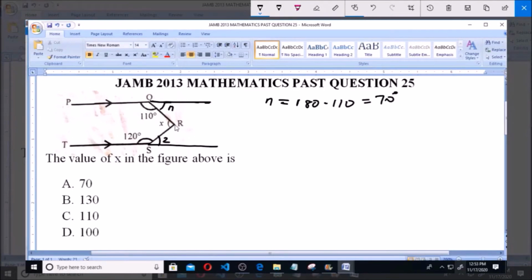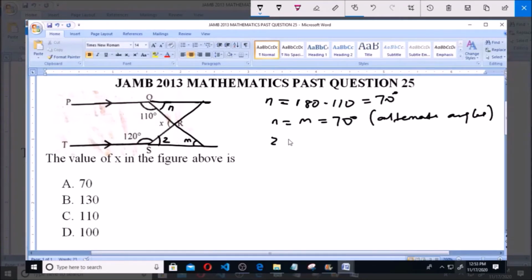Now let's extend this line also like this, and also extend this line up like this. Now by extending this line, let's name this angle here M. Now looking at this, since these lines are parallel to each other, you agree with me that this angle N and angle M are equal. N equals M. Now this is because they are alternate angles. So N equals M, which is equal to 70 degrees. So that means M also is 70 degrees because they are alternate angles. Now we can also find Z. Now how can we find angle Z?